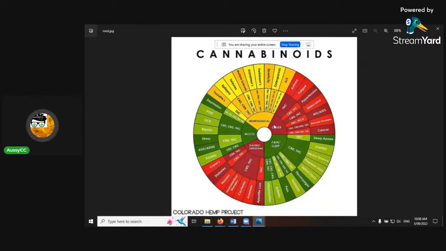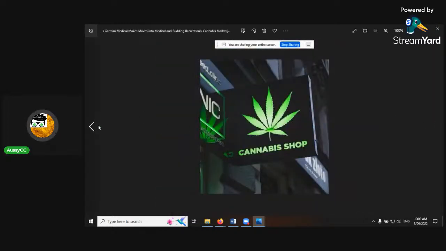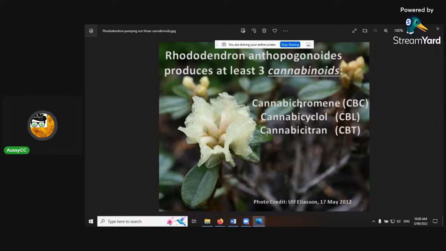Anyway, in the pie in the middle of the chart are the different types of effects. It's neurological effects, your moods, your gastro, your pain, and your others. So on that chart with CBG or CBC, you can go, all right, well, for muscular dystrophy it is good for CBC. So you can go to that plant and get your CBC out of your rhododendron arthropogonosides. Sorry, I'm bad at English.